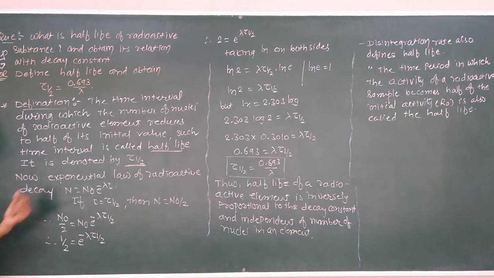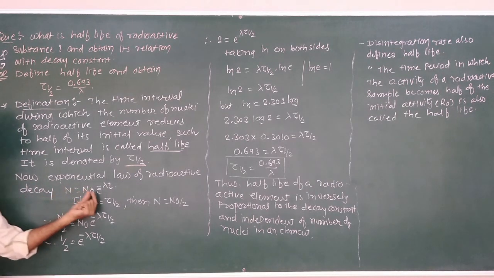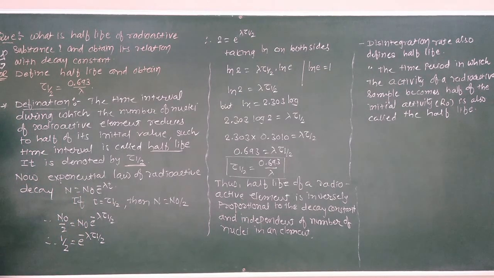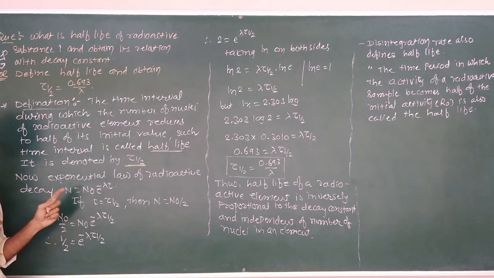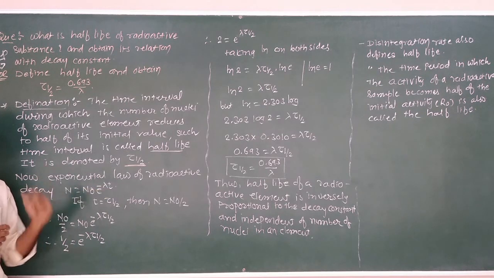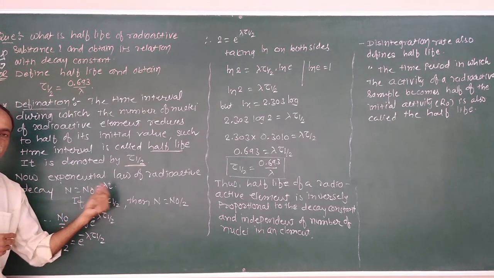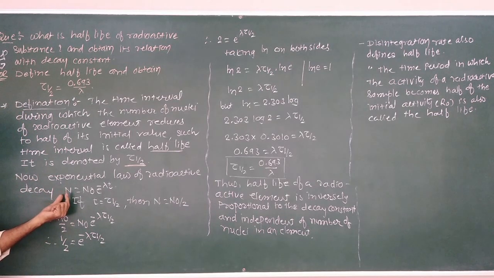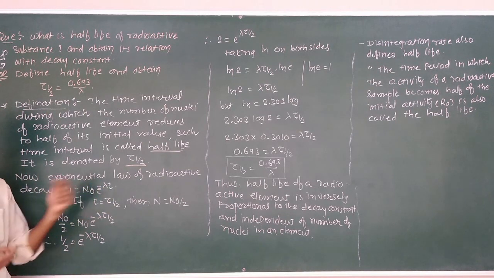Now, the equation of the exponential law of radioactive decay, N is equal to N0 e^(−λt). Why do we consider this equation? Because this equation relates N, the number of undecayed nuclei at time t, and N0, the number of undecayed nuclei initially, that is at time t equal to 0, with the decay constant and also the time t.